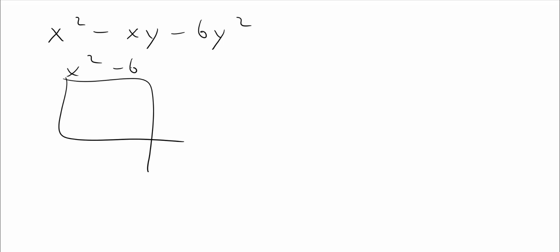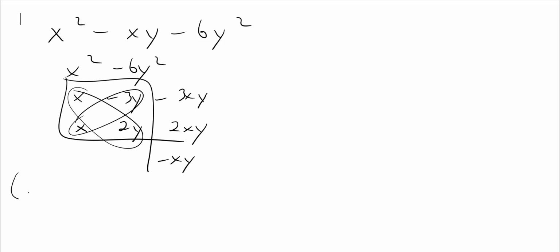So I'm going to go like this: x squared, minus 6y squared, and negative xy. This is no big deal. x and x. Okay, well 6 is going to be 3 and 2, right? So negative 3 and positive 2, but it's y. So if I multiply that together, you get negative 3xy. Multiply that together, I get 2xy. Oh, that's pretty sweet. I picked the right combination because negative 3 plus 2 is negative 1xy. So that's my answer: x minus 3y and x plus 2y. That's your answer. Okay?